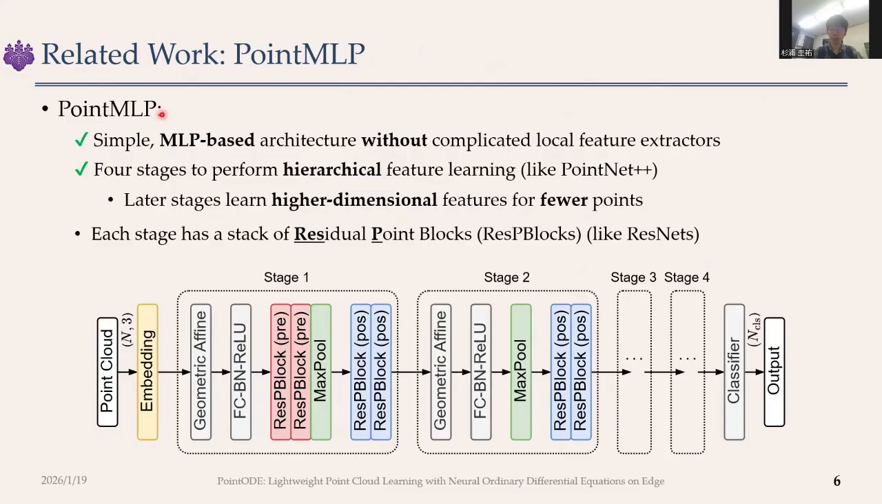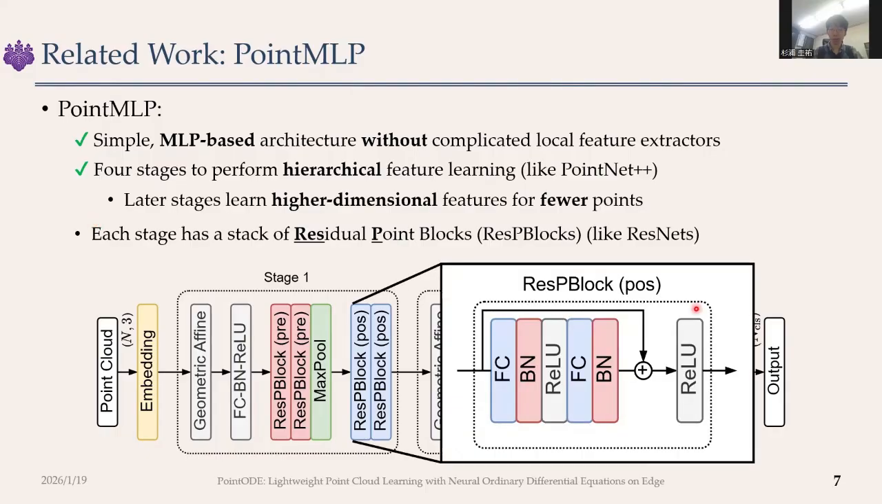PointMLP is proposed as a simple and MLP-based architecture without the use of complicated feature extractors. Similar to PointNet++, PointMLP performs hierarchical feature learning. The network has an embedding layer, which is followed by 4 stages. So the later stages compute higher dimensional features for fewer represented points. And each stage contains residual point blocks, which are similar to those in ResNets.